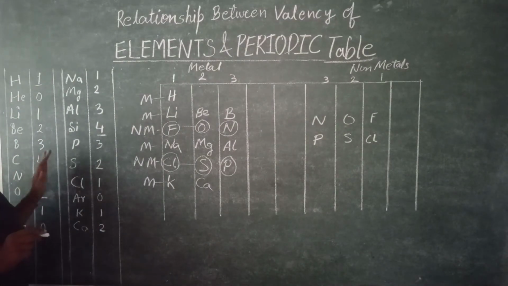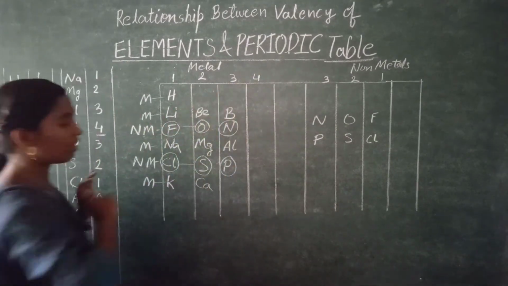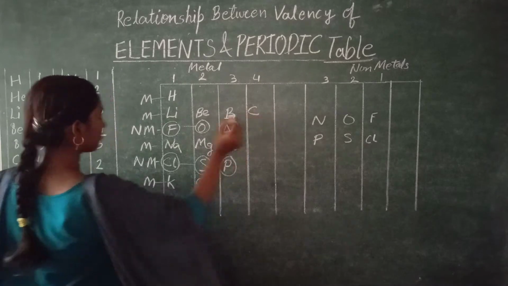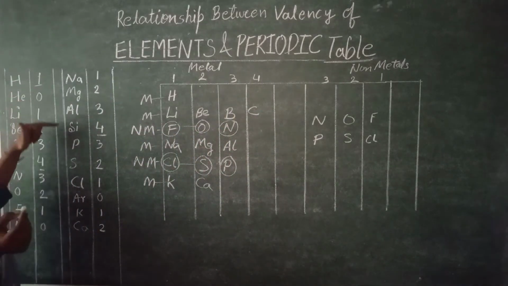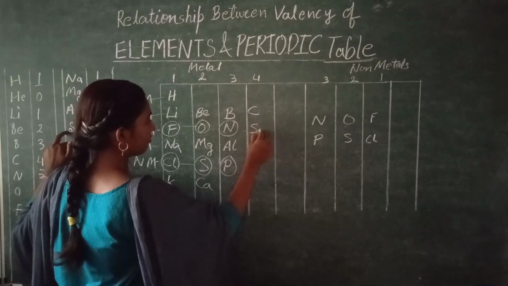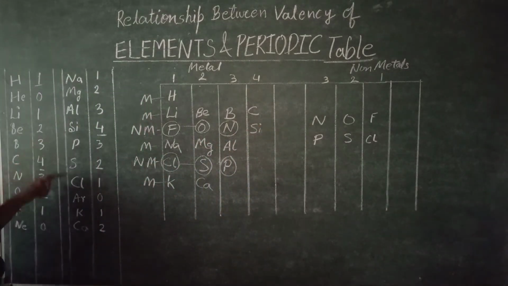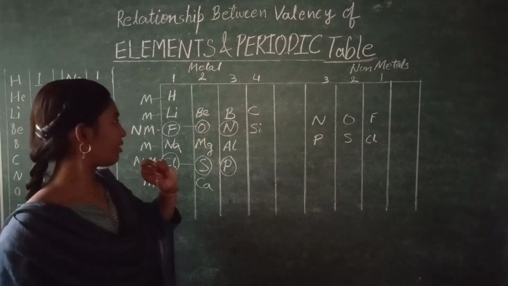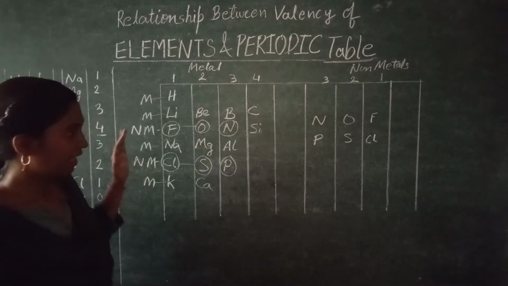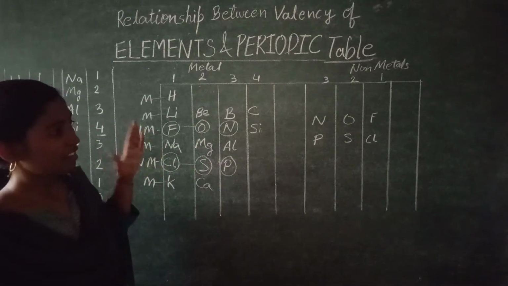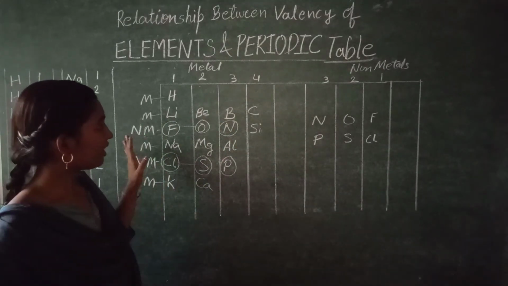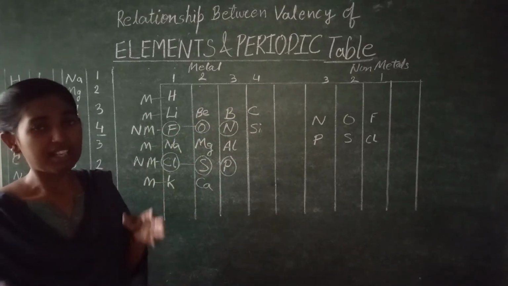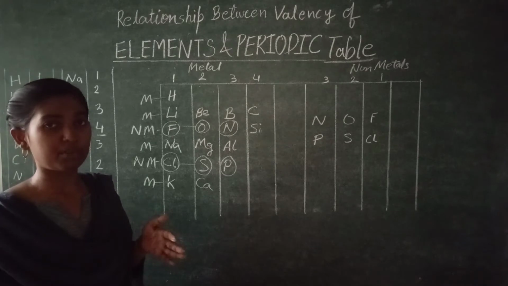Understood? Now 4. We will keep all the elements which have valency 4. Let us find out carbon, and then silicon, and then no other element is there. So carbon and silicon are here, and in this way we can see that we got a table. We got a table in which many elements are kept together, and all are arranged according to their number and according to their valency.